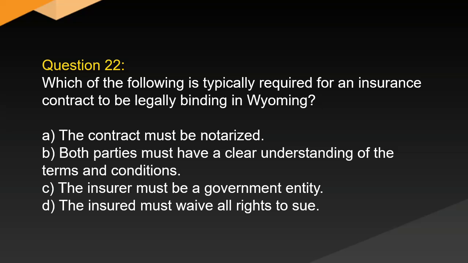Question 22. Which of the following is typically required for an insurance contract to be legally binding in Wyoming? A. The contract must be notarized. B. Both parties must have a clear understanding of the terms and conditions. C. The insurer must be a government entity. D. The insured must waive all rights to sue.